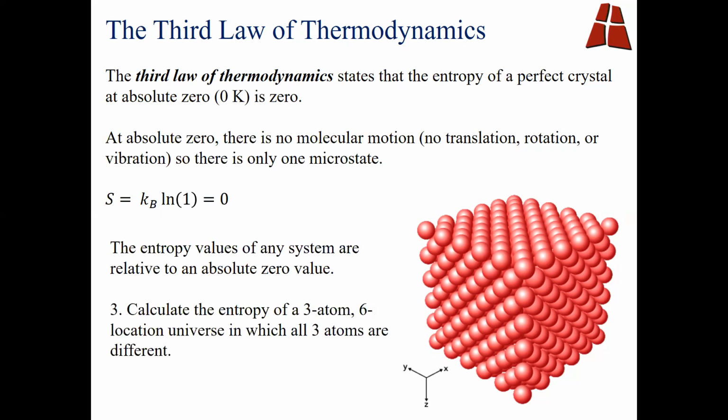And that is essentially what I just said there. And so something you could try here is calculating the entropy of a 3-atom, 6-location universe in which all 3 atoms are different. And I would recommend doing this right now. We'll also go through this one in class. But just to hammer home the importance of the third law, it is that we can set an absolute value for entropy at absolute 0. That is the importance of the third law. It sets us not just up with differences in entropy, but an absolute value.